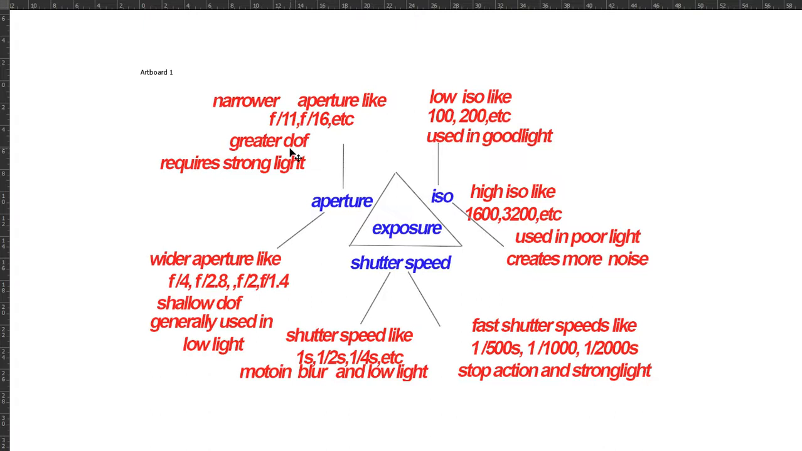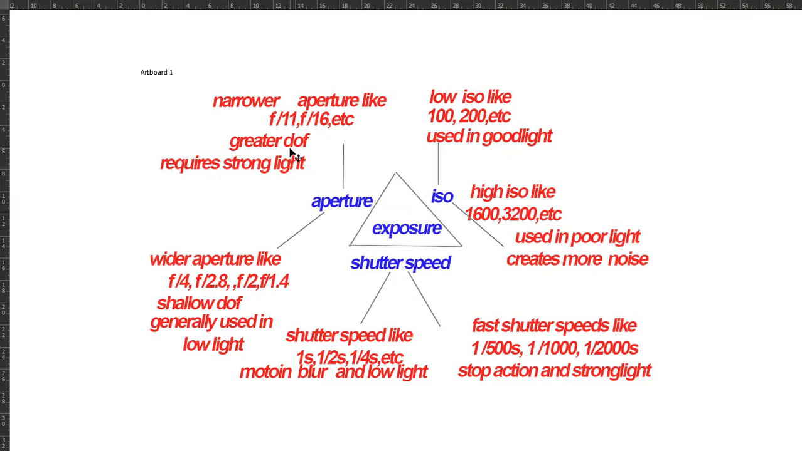Secondly, we see shutter speed in the diagram. Now what is shutter speed? Shutter speed is the duration of time that the shutter stays open. The longer you leave your shutter open, the more light can be absorbed by the sensor. We see that 1 second, 1/2 second, 1/4 second and further values create motion blur, and they are used in low light. These are the slow shutter speeds. On the other side, fast shutter speeds like 1/500 second, 1/1000 second, 1/2000 second and so on create stop action, and they require strong light.